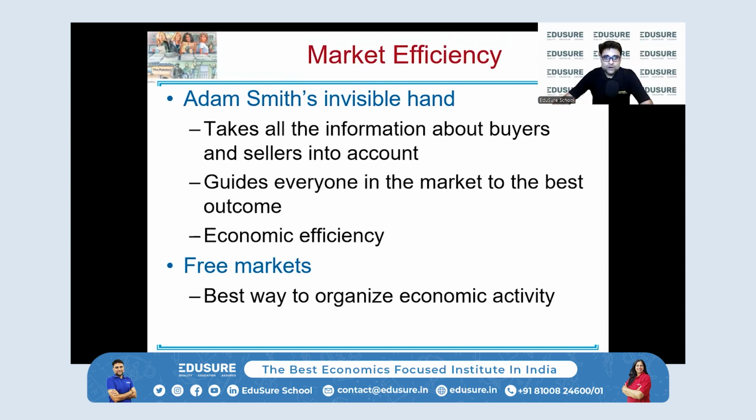So, all in all, if I go back to what market efficiency refers to: a situation where the resources in the economy are allocated in a way that maximizes the total surplus, which is the sum of the consumer and the producer surplus. An efficient market ensures the right quantity of good is produced. Goods go to those who value them the most, and goods are produced by the most efficient of producers.